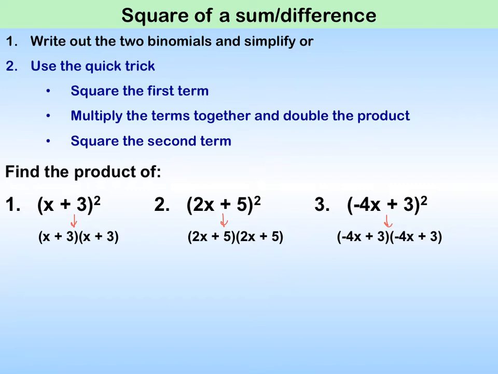Or you can use the shortcut. So the shortcut would say take the first term and square it. So for example 1, that would be x squared. The middle rule would be taking the two terms and multiplying them. So x times 3 is 3x, and doubling it would be 6x. And then the last part of your answer is the second term squared, which would be 9.